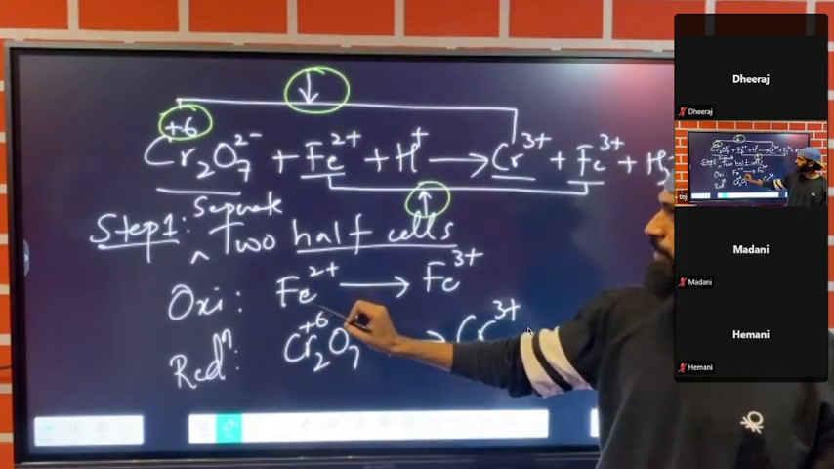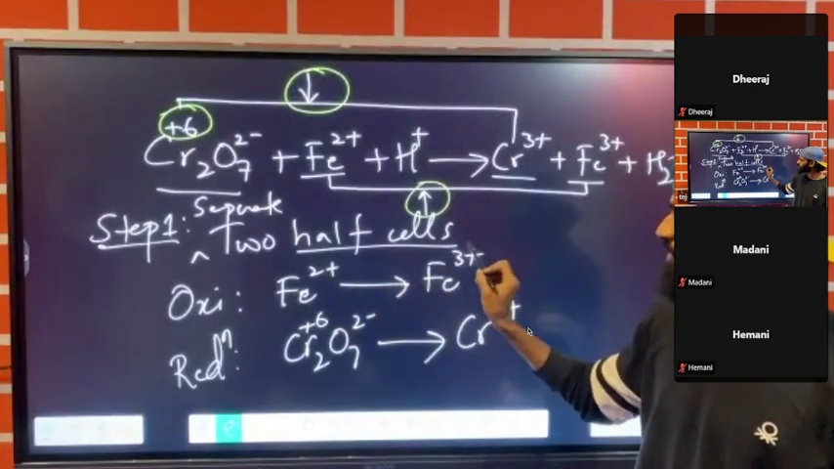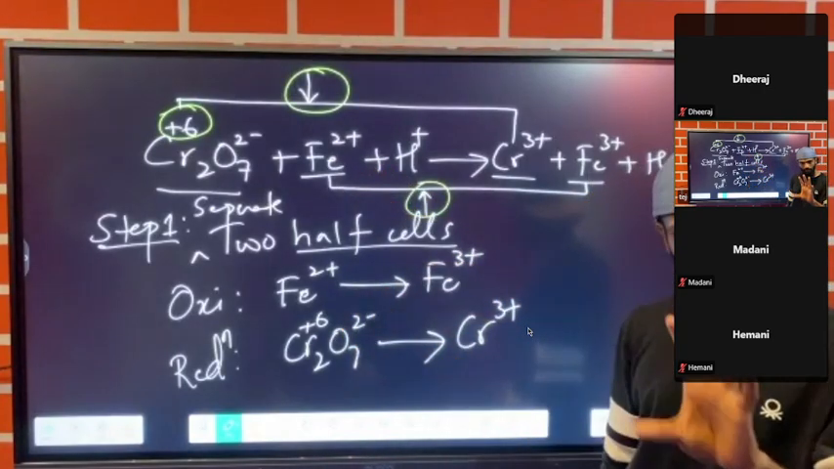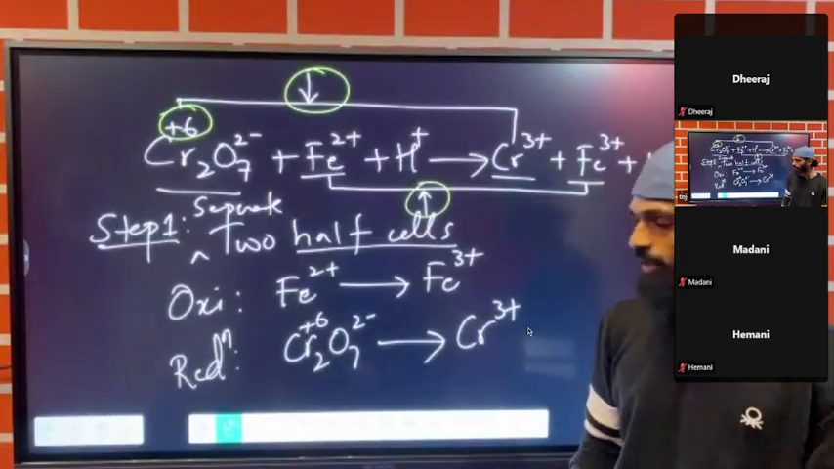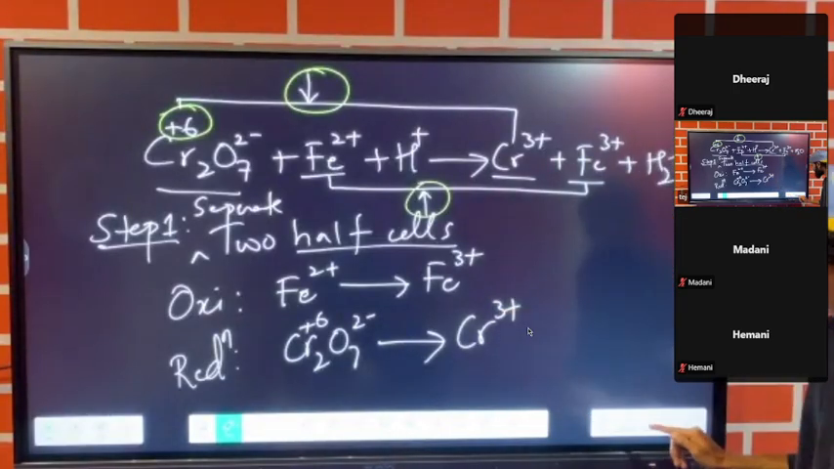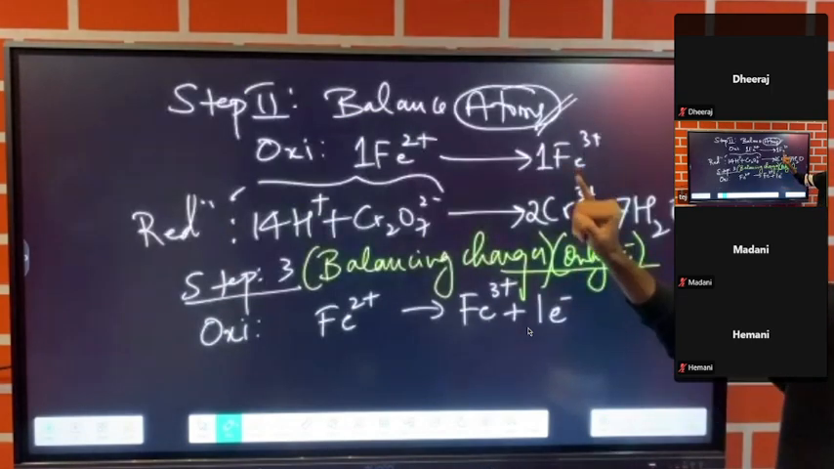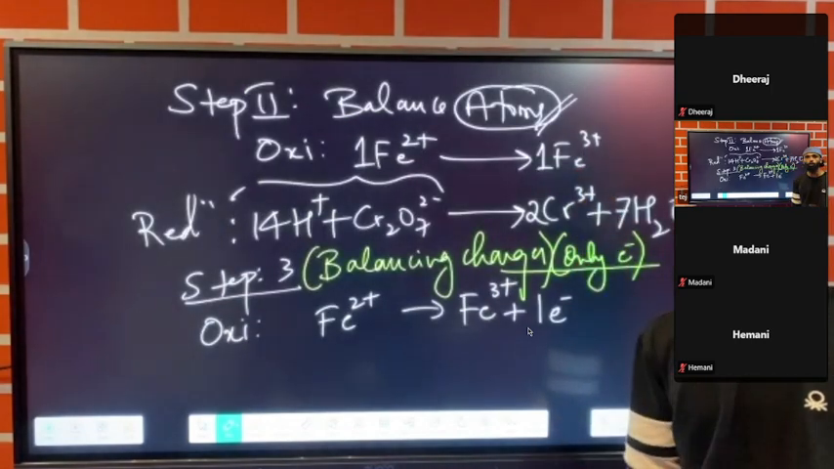Fine. So once you separate them, it became Fe2 plus giving Fe3 plus. You copied that. Reduction half also, you copied it. So first step is only separating and copying it. Now, you have 2 things. You made 1 as 2 basically. You separated them. You go to the next one. Step number 2 says I'm supposed to balance only the atoms.